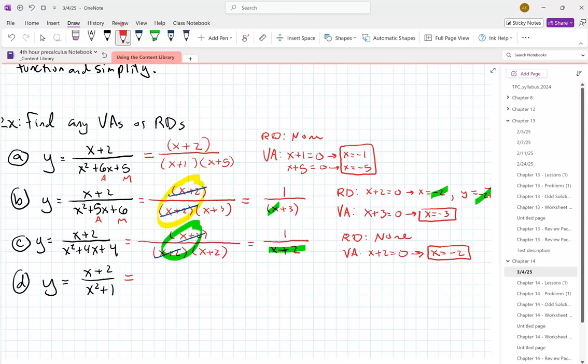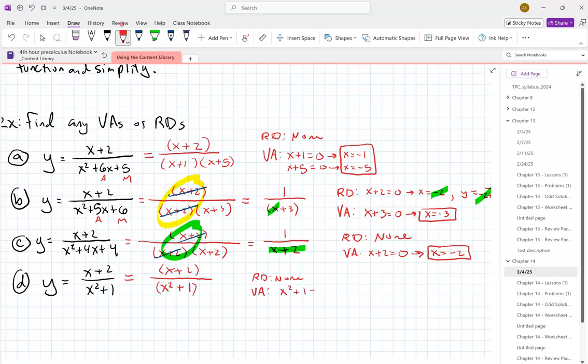The last one here. Again, numerator, nothing to factor there. Can I factor x squared plus 1? No, right? That's not factorable. Why not? Because it's not a difference of squares. It's a sum. The sums aren't factorable. So if I can't factor this, what does that tell me about a removable discontinuity? Can't have any of those.